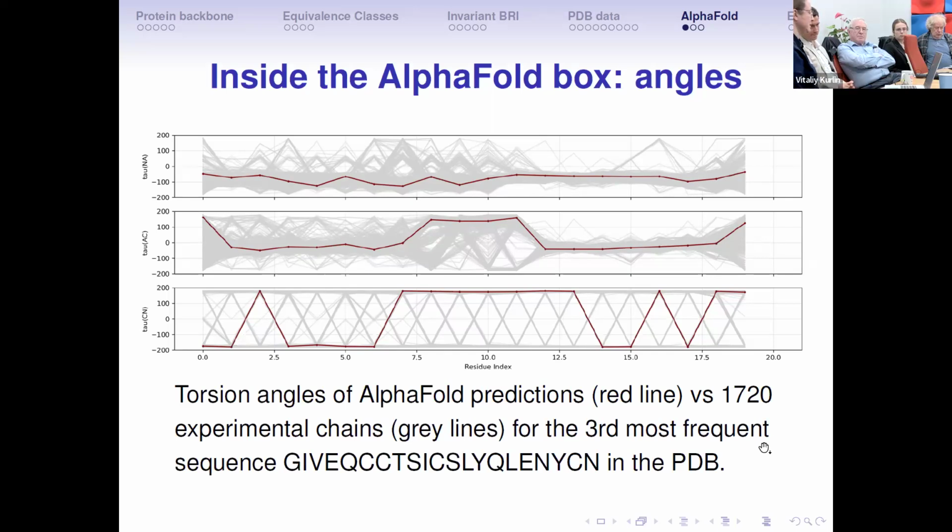So what we see here is just one example of the third most frequent sequence. I've chosen it because it's one of the frequent ones, but also it's relatively short, with 20-something amino acids. Here is the picturesque representation of AlphaFold predictions, and in gray the experimental structures for the same sequence. That is not our invariant. That is the mentioned dihedral angle representation, two of the typical ones, phi and psi, and another one.